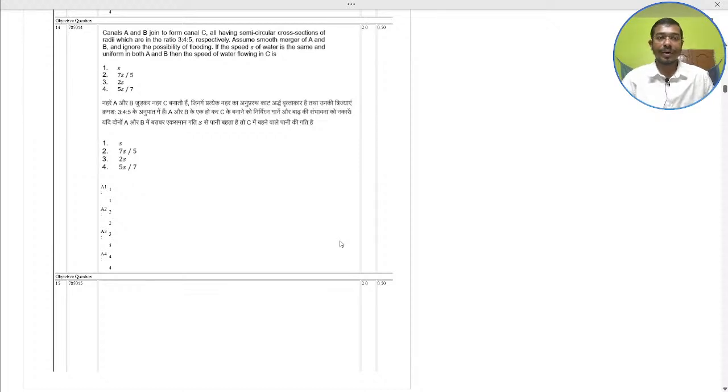Canals A and B join to form a canal C, all having semicircular cross sections with radii in the ratio of 3:4:5 respectively. Assume smooth merger of A and B and ignore the possibility of flooding. If the speed S of the water is uniform in both A and B, then what would be the speed of water in C?